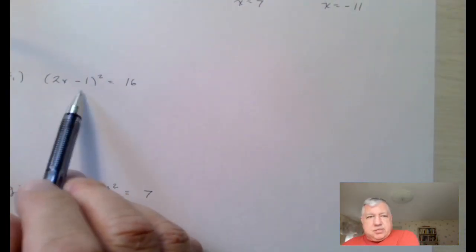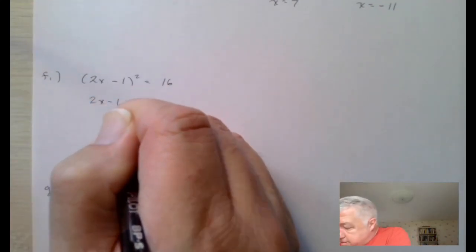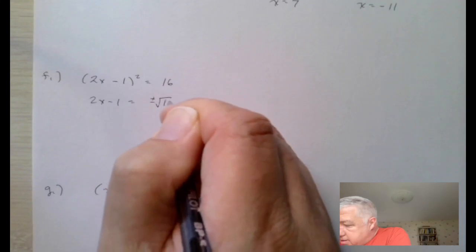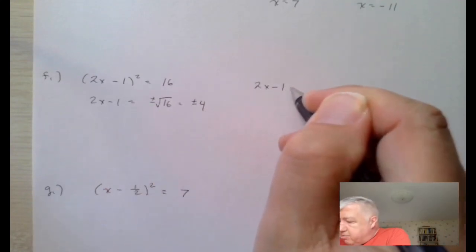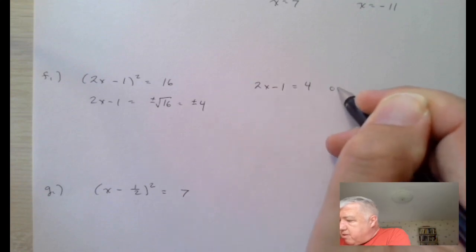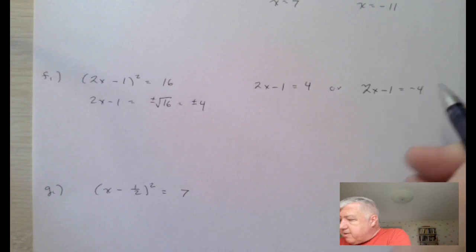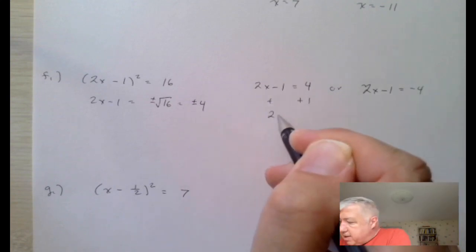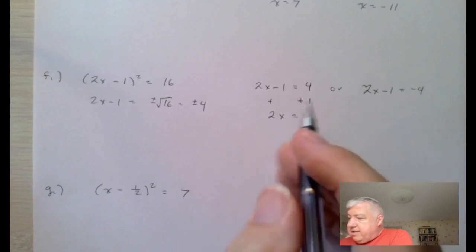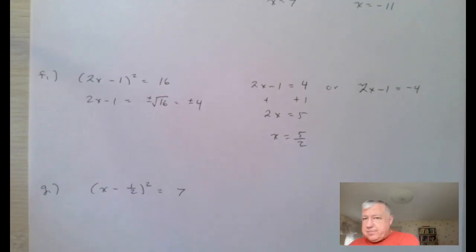So this one is similar, right? We can take the square root of both sides. This is plus or minus 4. So 2x minus 1 is either 4, or 2x minus 1 is negative 4. In the first case, we add 1 to both sides. We get 2x equals 5. Divide by 2, we get x is 5/2.